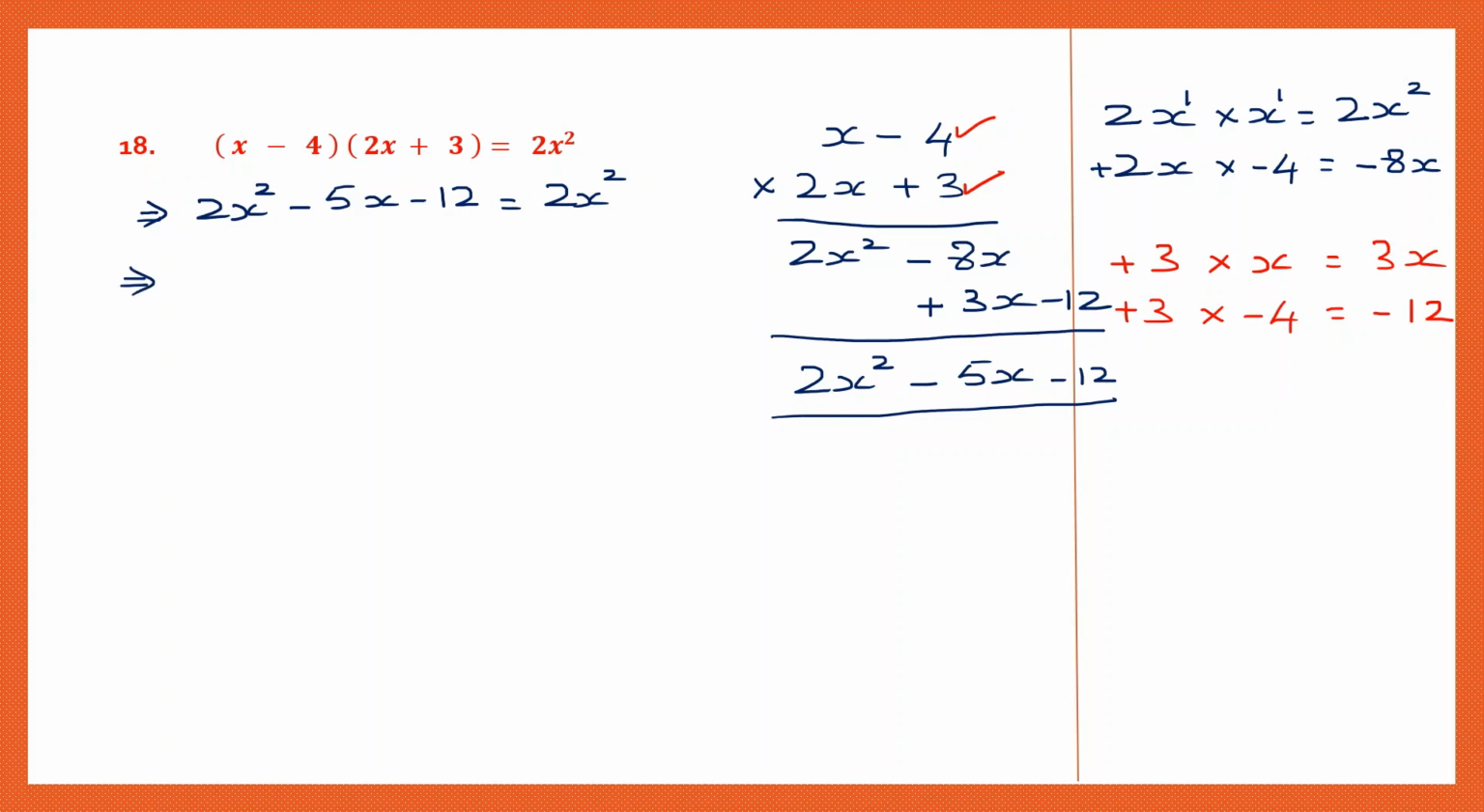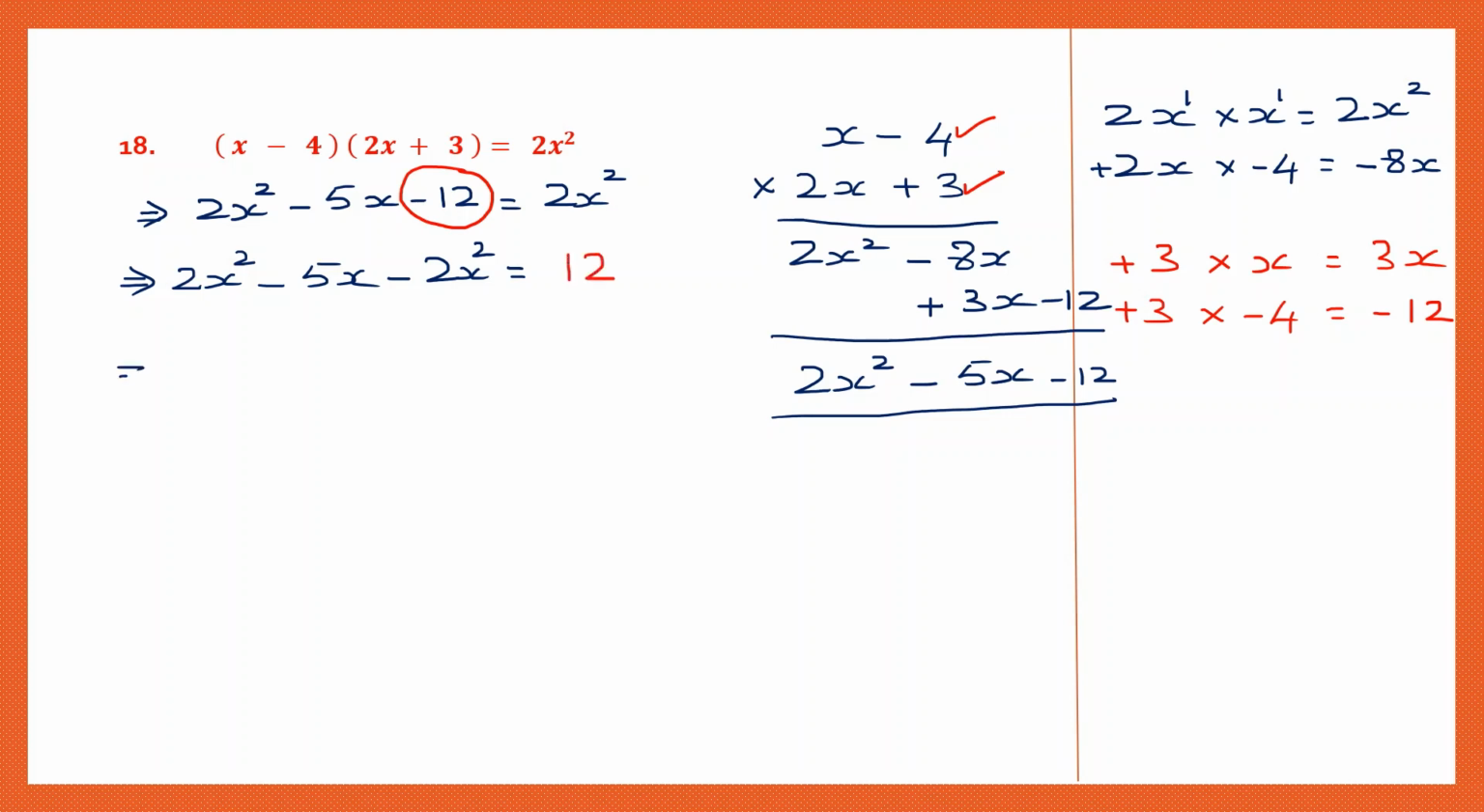So let's put all the variables to one side and the constants to the other side. So we already have 2x squared here. 2x squared minus 5x. Now let's transpose this 2x squared to the left hand side. It is plus on the right hand side, so it becomes minus on the left hand side. Now we are going to transpose minus 12 from the left hand side to the right hand side. It's going to become plus 12. So I leave it as 12.